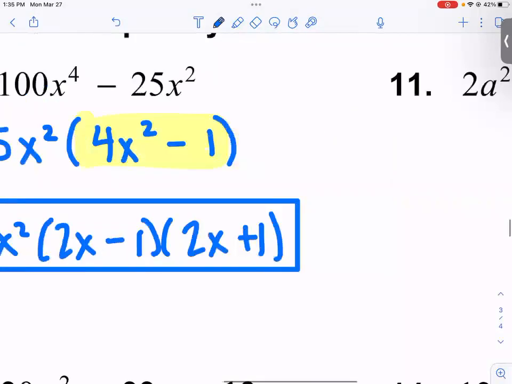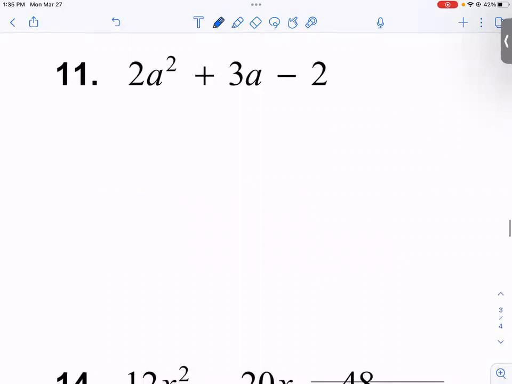Go birds. Okay. Now, in number 11, is there a GCF? No. So if there is not a GCF, then we go straight to the next options. How many terms are there? 3. So now we get to just start figuring out our unfoil.